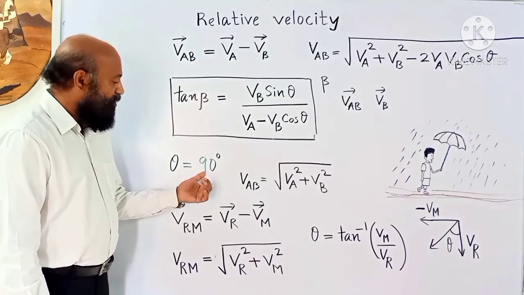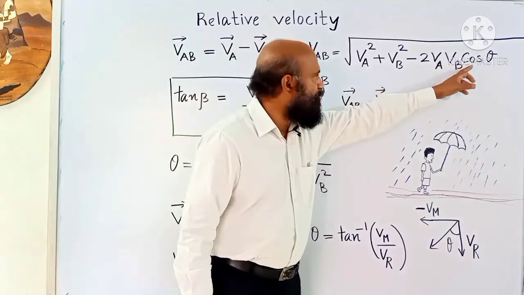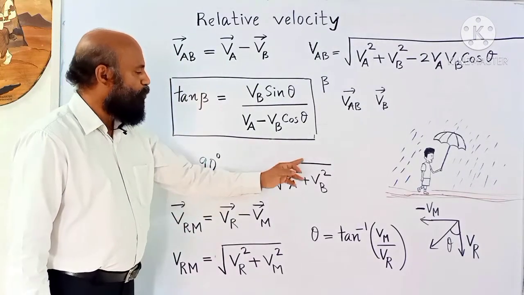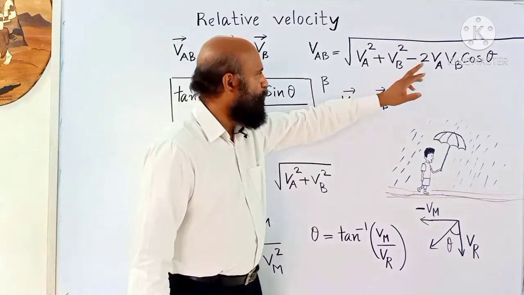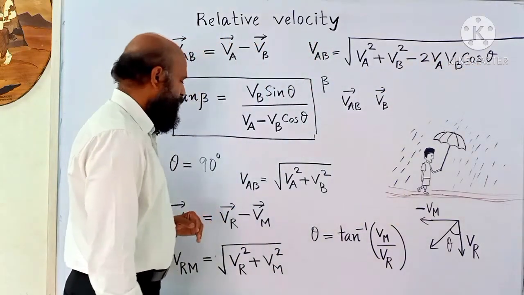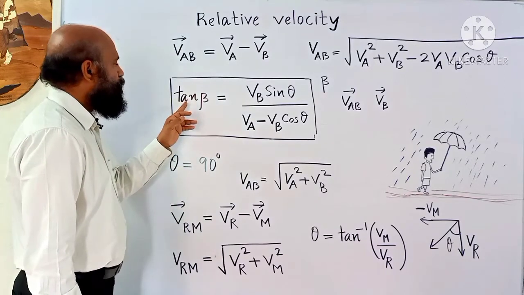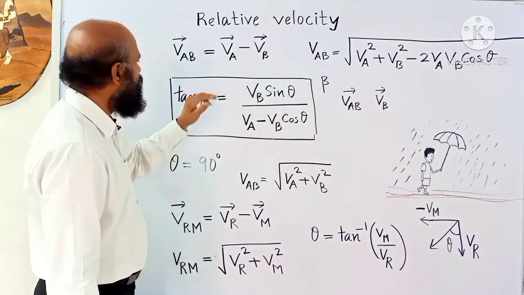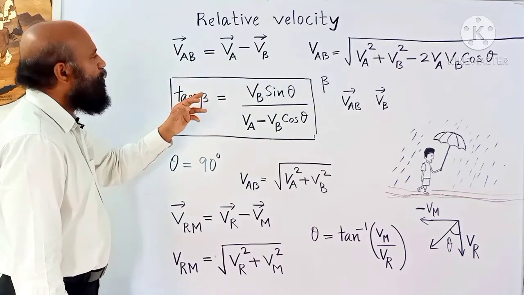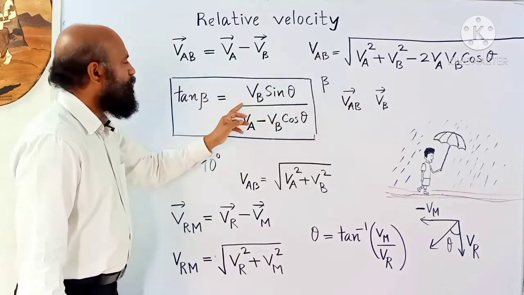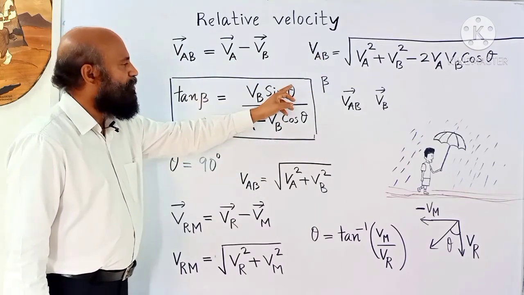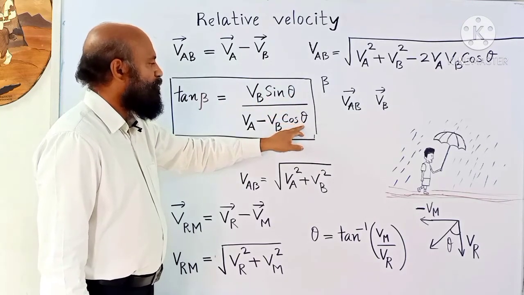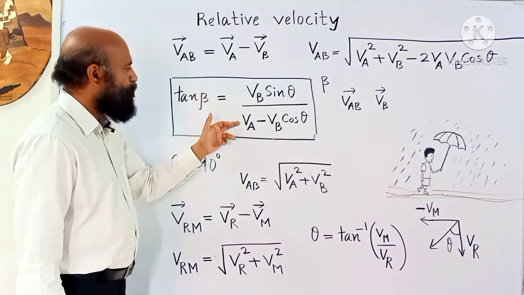Now when theta is 90 degrees, cos 90 is 0. So the relative velocity of A with respect to B will be the square root of VA square plus VB square, because cos 90 is 0. Now the angle can be got from this. The angle of the VAB vector with VB is given by VB sin theta, because here sin 90 is 1, cos 90 is 0, so you will get VB by VA.